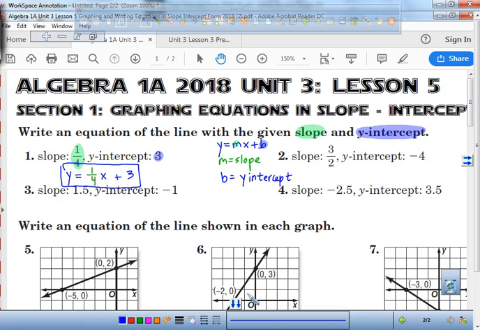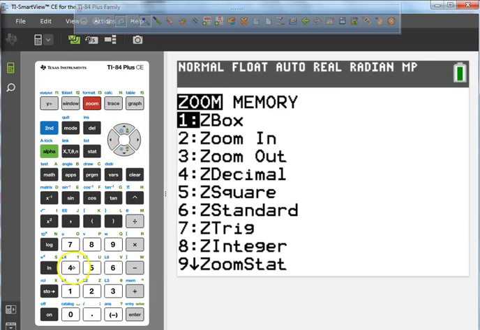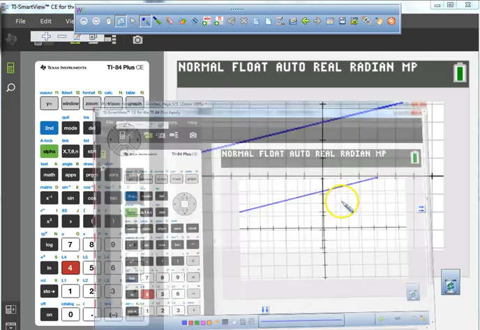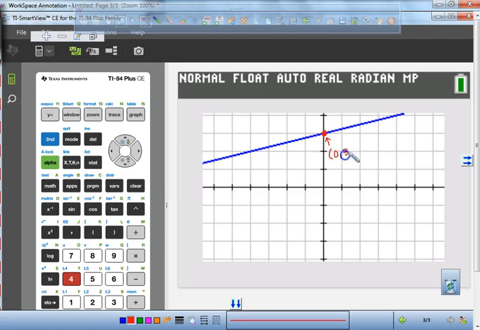Now I just want you to see what this means. Type y equals 1 divided by 4x plus 3 into the graphing calculator. Now I'm going to hit zoom, then the number 4. Let's take a look. Does everybody see this point right there? That point is at 0 and 3.